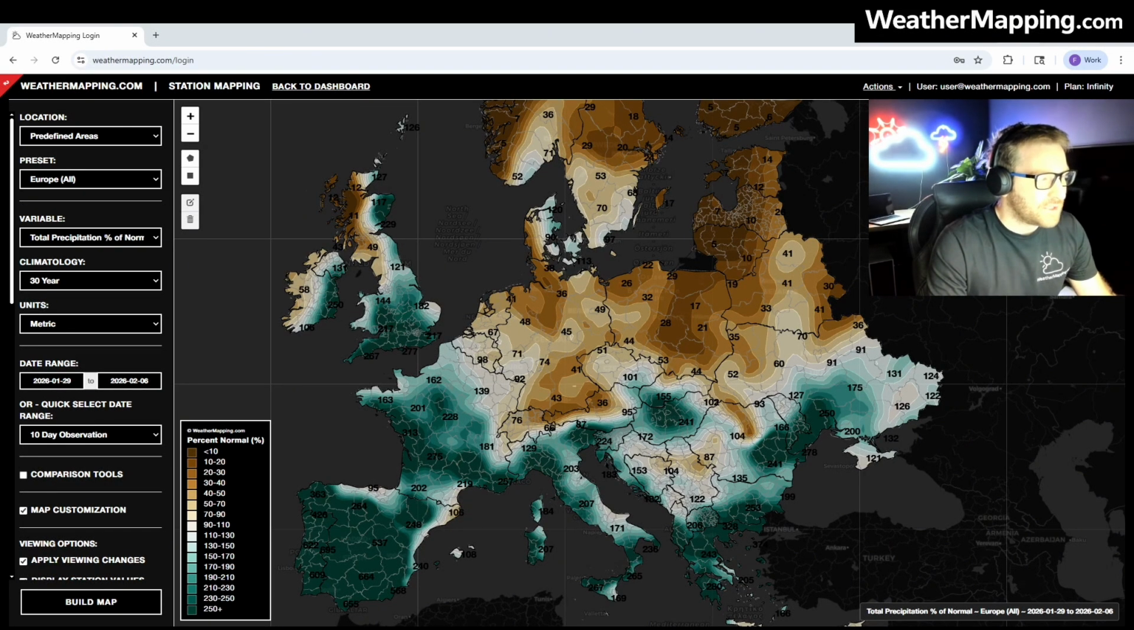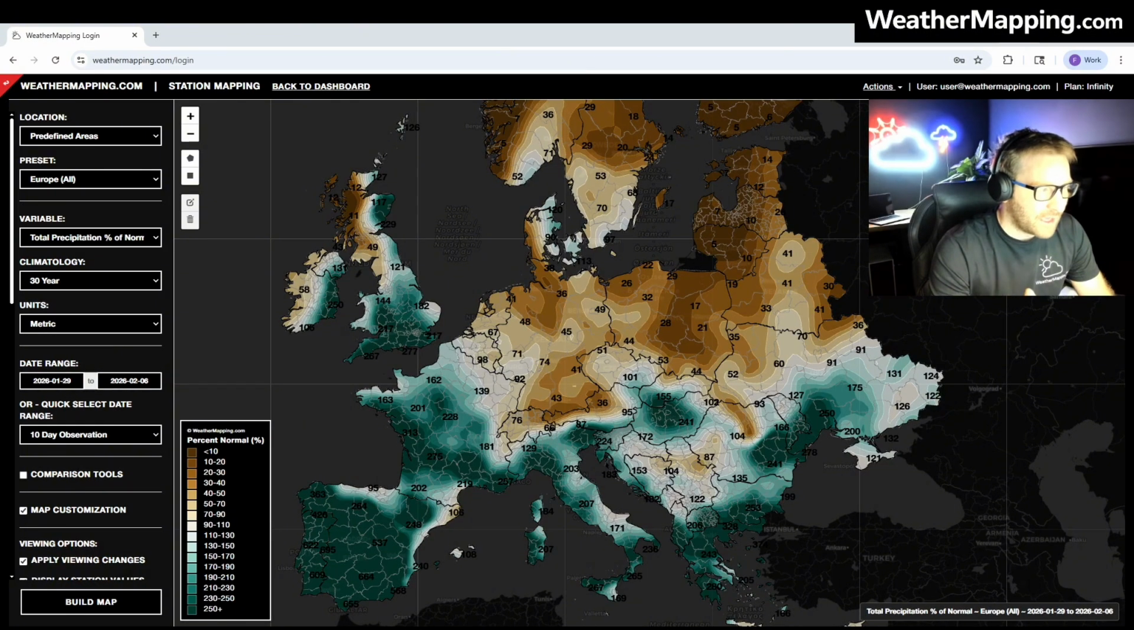Today's map of the day shows percentage of normal precipitation across Europe, covering the last 10 days. This map doesn't show how much rain fell. It shows how the amount compares to what's typical for this time of year. So, what is percentage of normal precipitation?